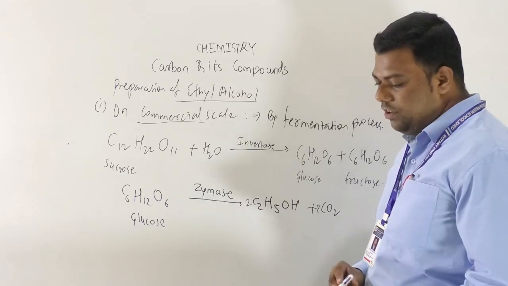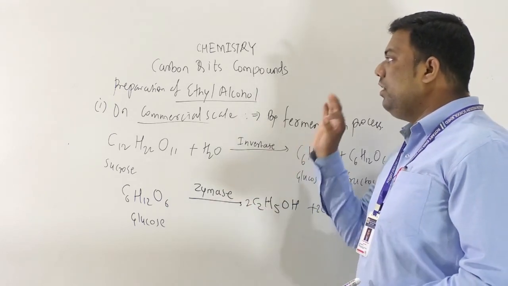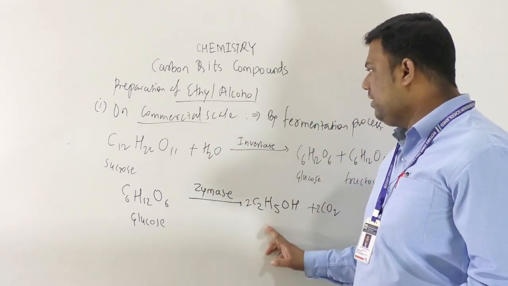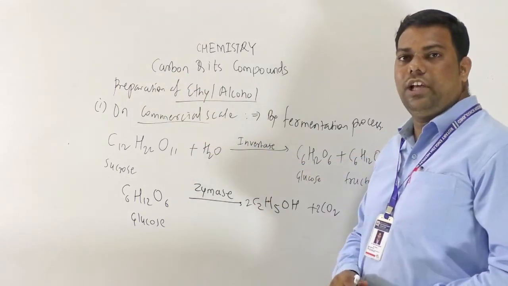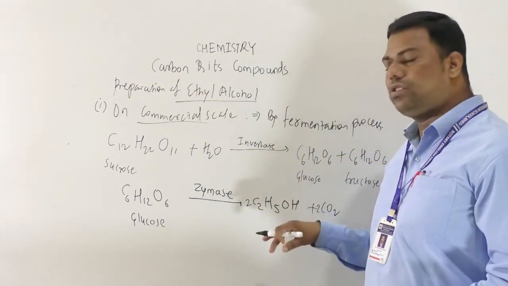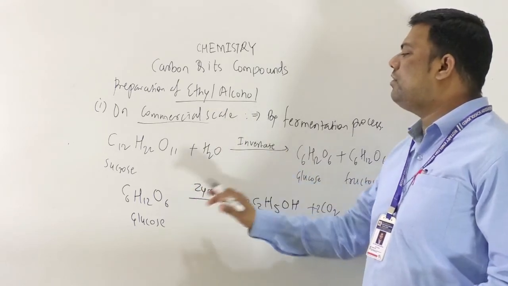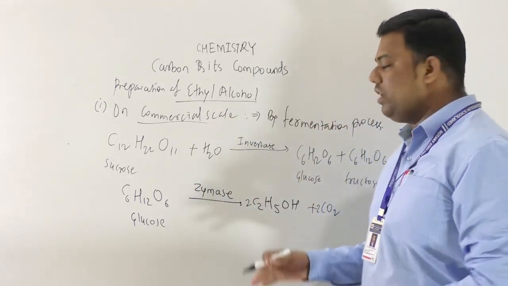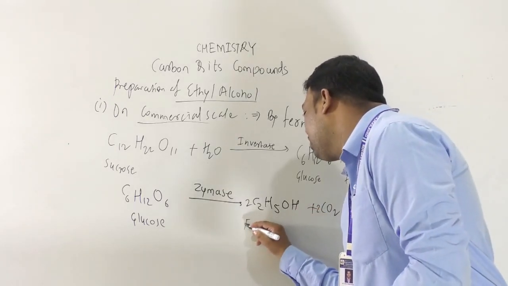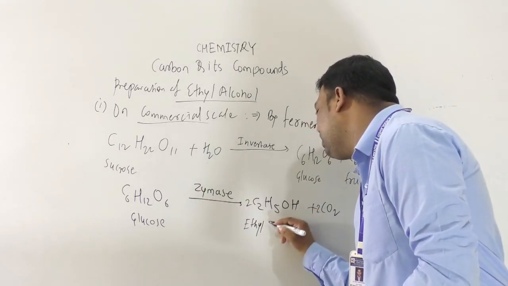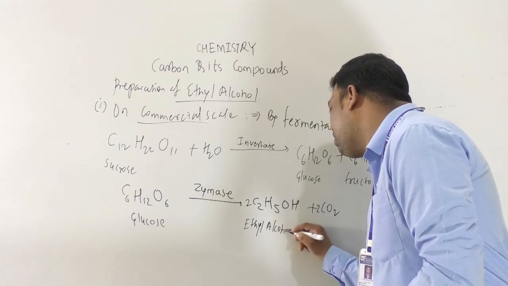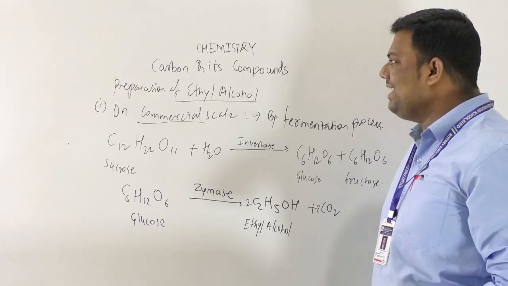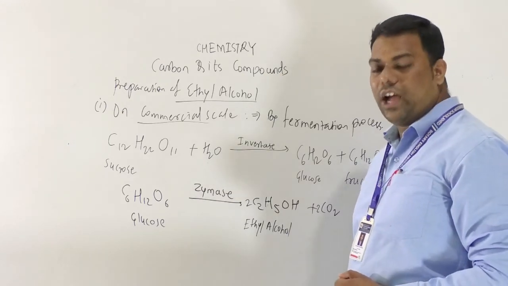So on a commercial scale, alcohol is prepared by the hydrolysis of sucrose or sugar, and then we take glucose, and in the presence of the enzyme zymase you get alcohol, that is ethyl alcohol or ethanol. Ethyl alcohol is the common name, and ethanol is the IUPAC name.